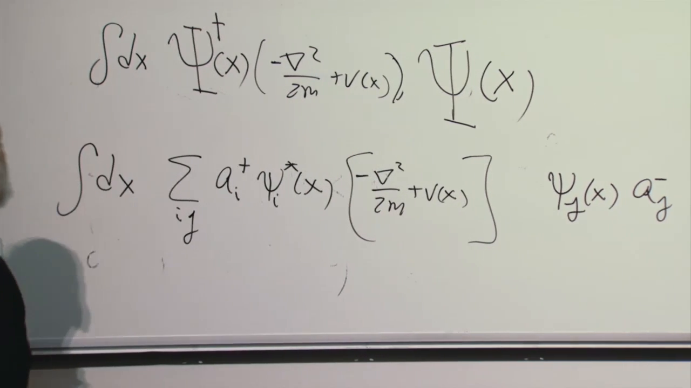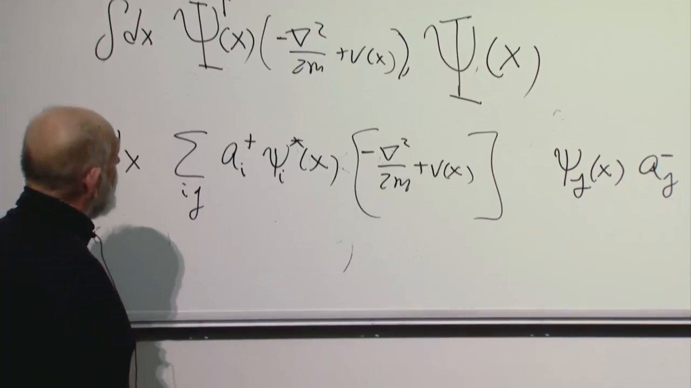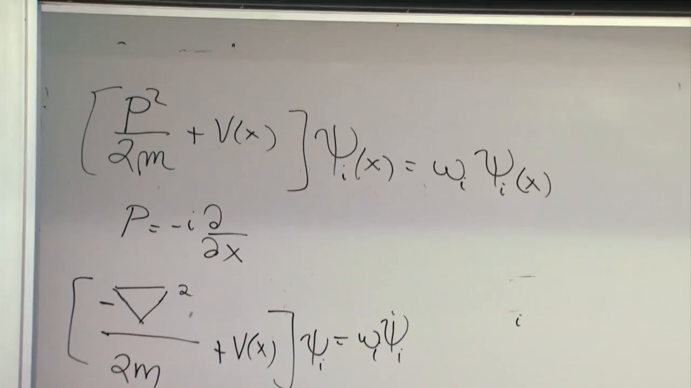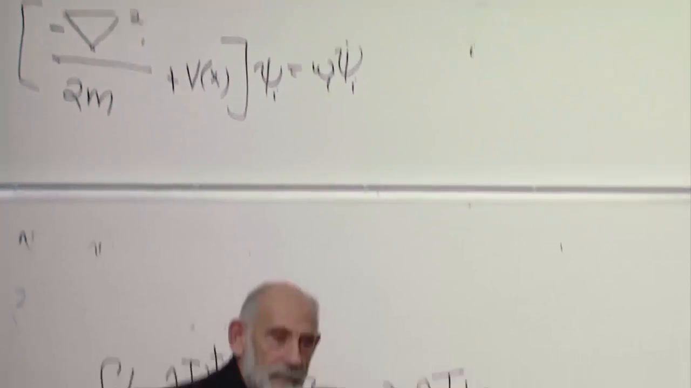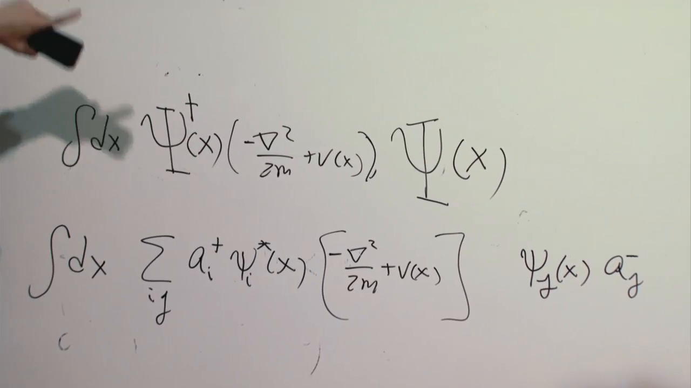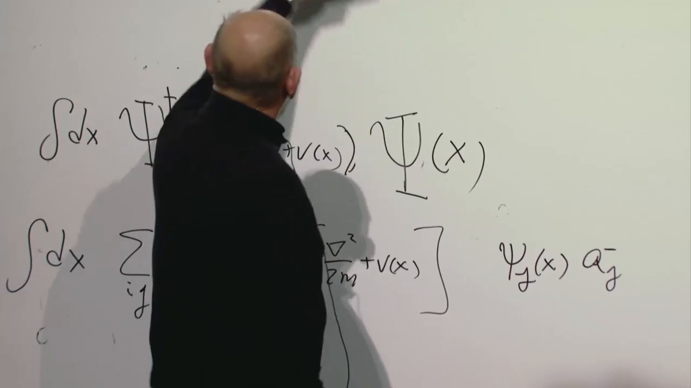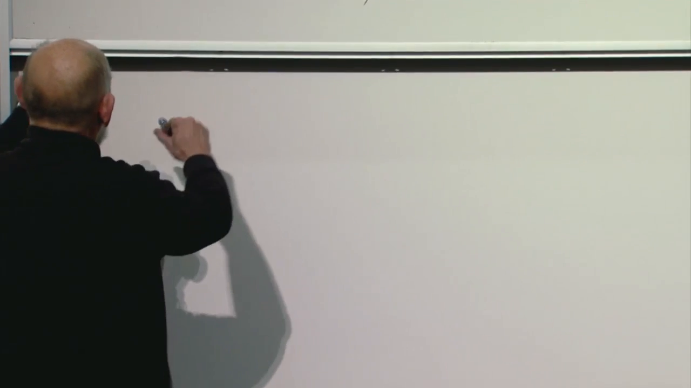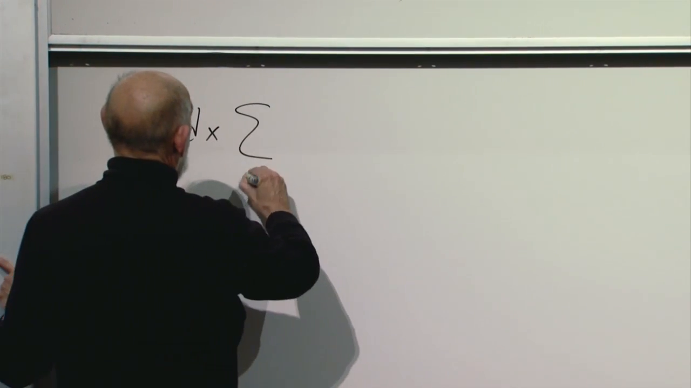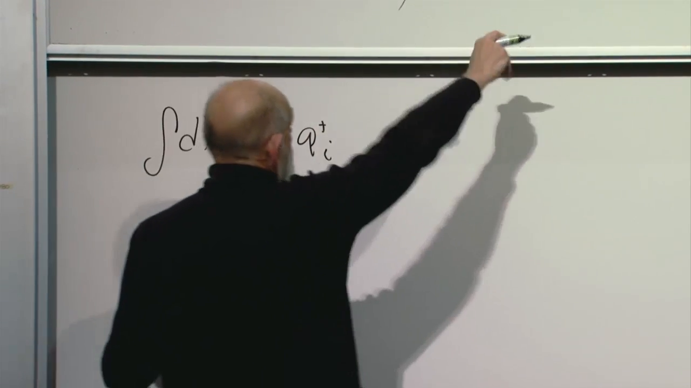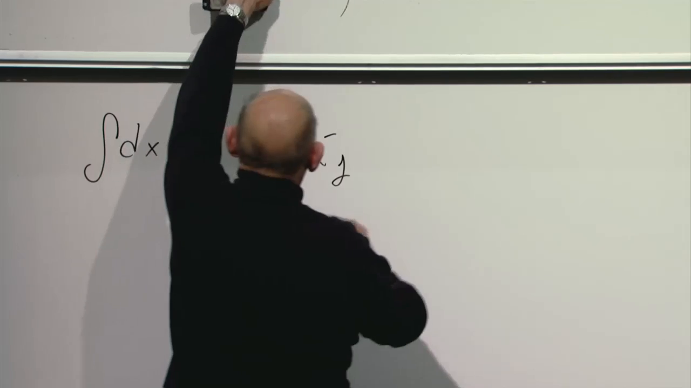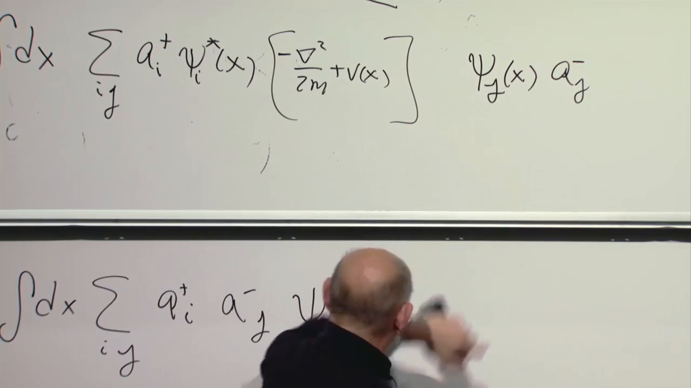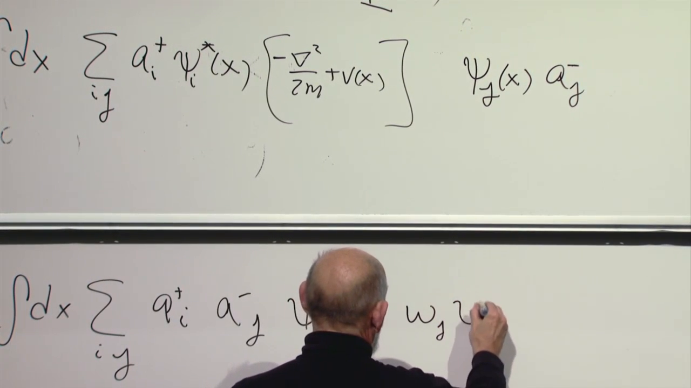This multiplies by v. But we already know, at least I hope we know, somewhere on the blackboard here. Nope. Schrodinger equation. Here's the Schrodinger equation. The Schrodinger equation tells us exactly what this is. Minus del squared over 2m plus v of x acting on psi just gives us omega_i times psi. So we can erase. I don't like erasing. I won't erase. We can write this integral dx, sum over i and j, a plus i, let's group it together with a minus j over there. Now there's psi_i star of x. And now there's this beast multiplying psi. That's just omega_j psi_j.